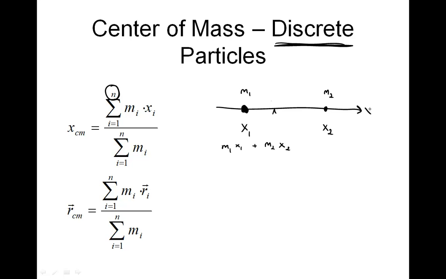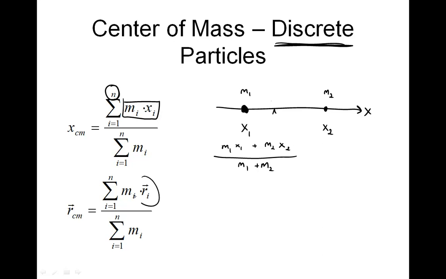And this is the x-axis, of course. And then I'll divide that whole thing by m1 plus m2. So this denominator is the sum of all the individual masses. And the numerator is the sum of the product of the mass times its position. Some of those will be positive and some of them will be negative positions. Of course, mass is always positive.